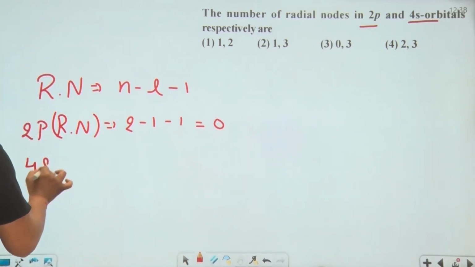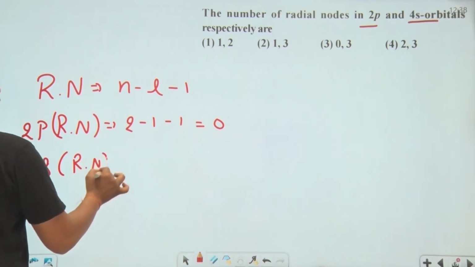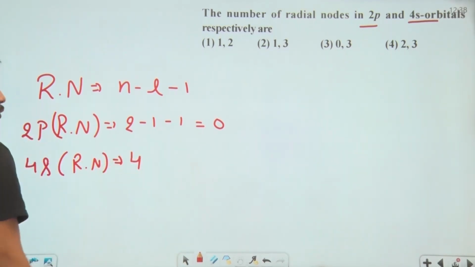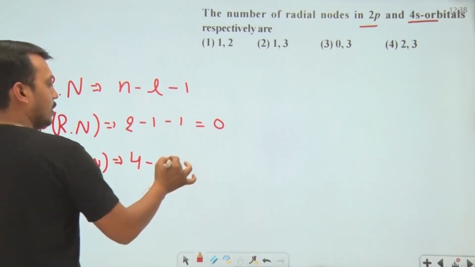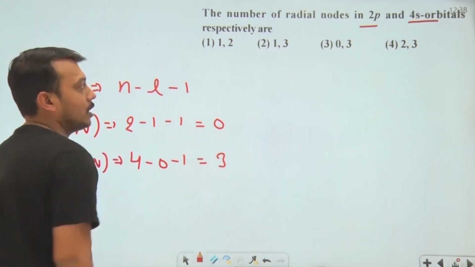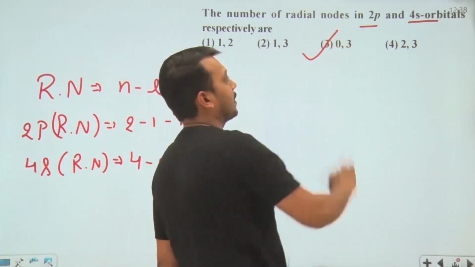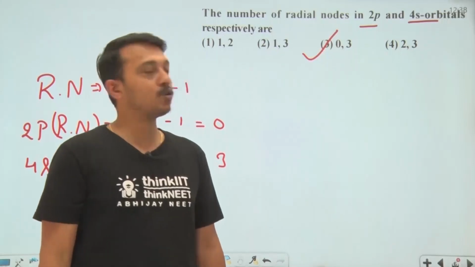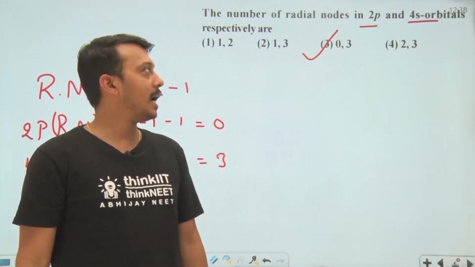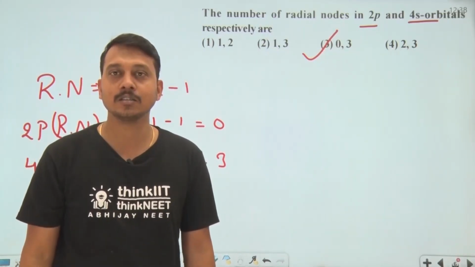Now 4s. In 4s, if we calculate the radial nodes, the value of n is 4, the value of l is 0, minus 1, that is equal to 3. So 0 and 3 are the correct radial nodes for the 2p and 4s orbitals respectively. Hence option number 3 is the correct choice.